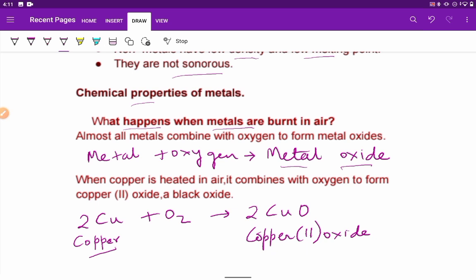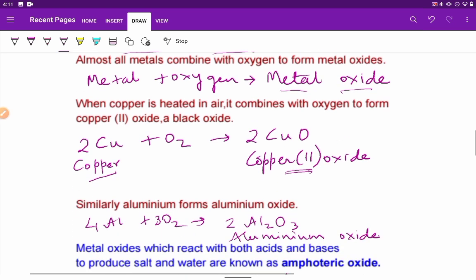Like when copper is heated in air, it will combine with the oxygen to form copper(II) oxide. Copper is in +2 oxidation state. Copper(II) oxide is a black oxide. So the reaction is 2Cu plus O2 gives 2CuO. This is copper(II) oxide, that is, the oxidation state of copper here is 2.